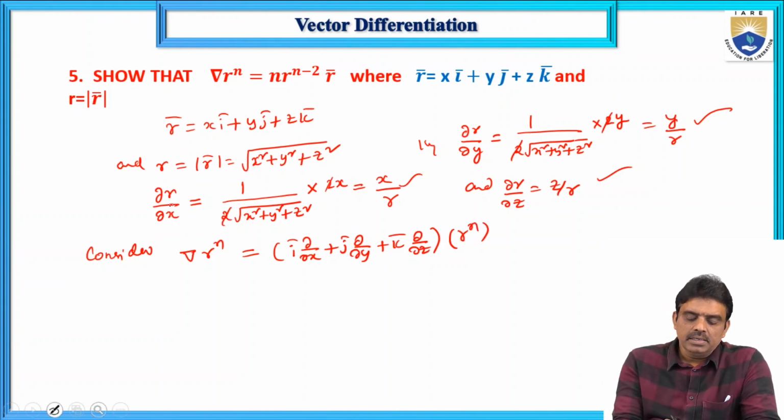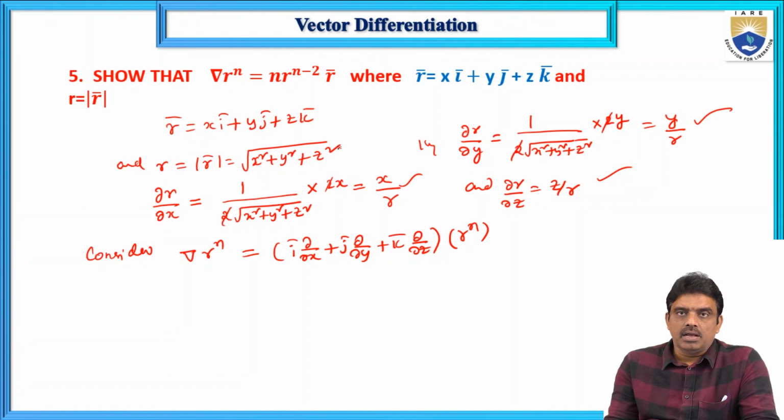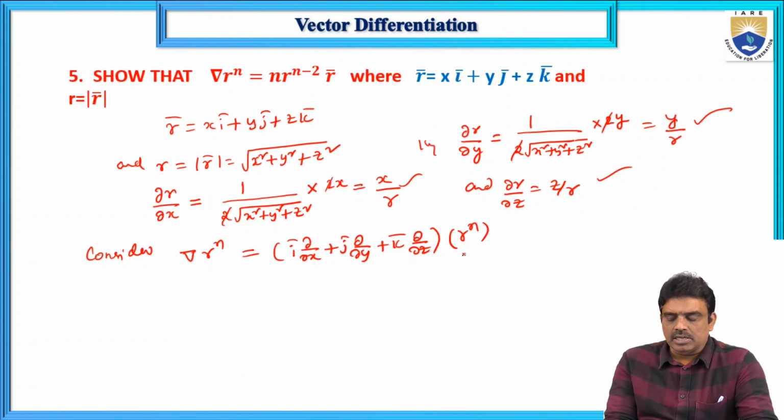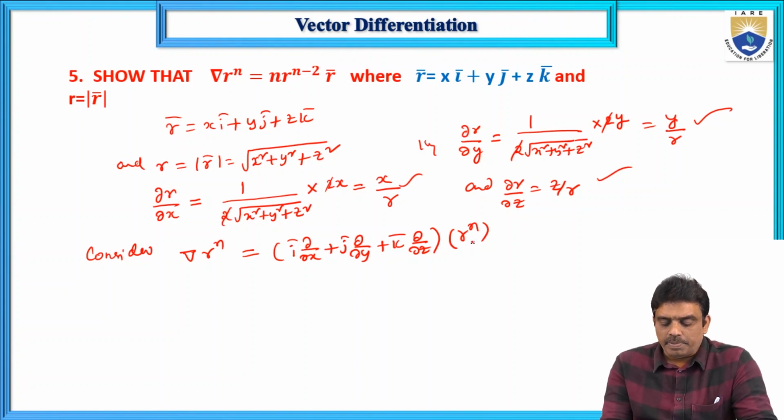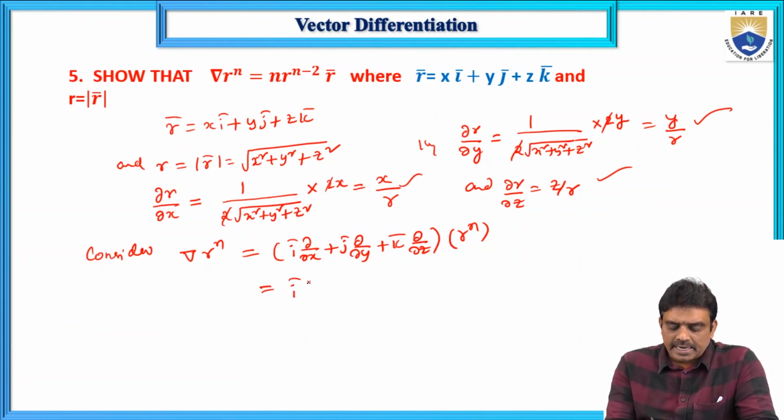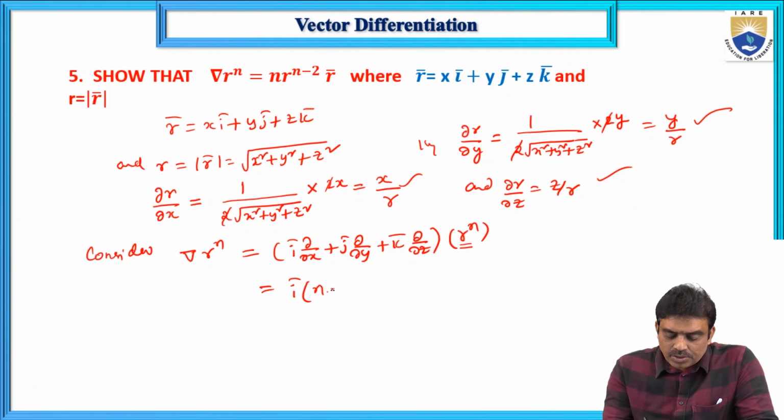R power n is a function of x, y, z. R means root of x square plus y square plus z square. R power n means x square plus y square plus z square whole power n by 2, or simply we can say it as r power n. Then I am differentiating i bar dou by dou x of this one. Dou by dou x of r power n is a function of x, y, z, so you can differentiate with respect to x. So n into r power n minus 1 into dou r by dou x.